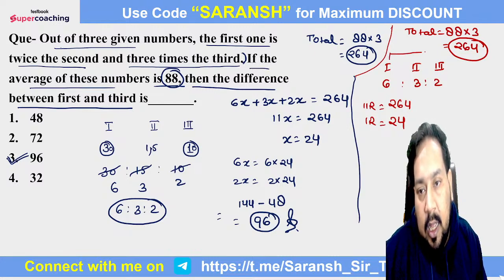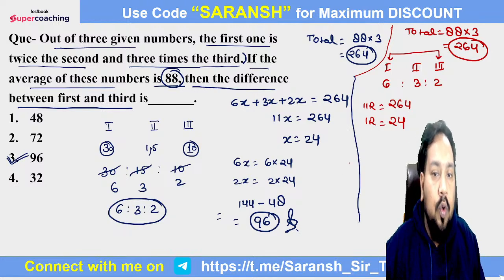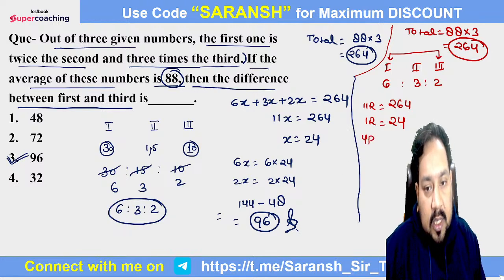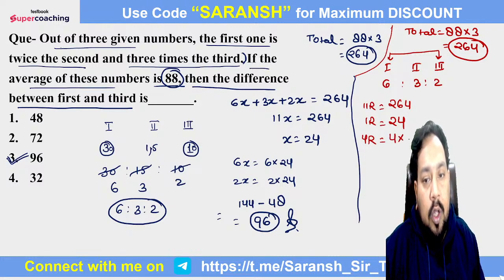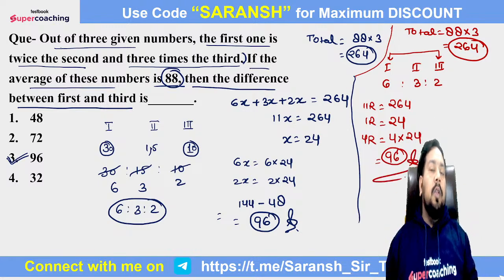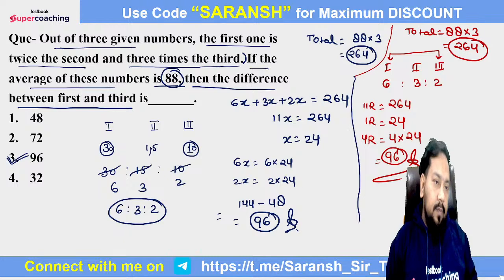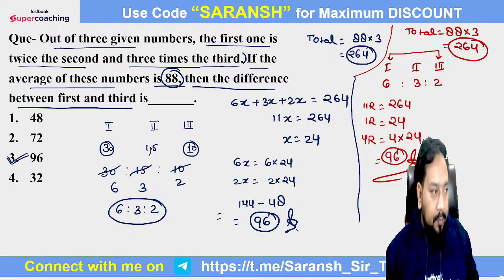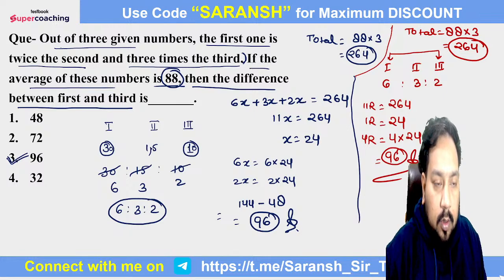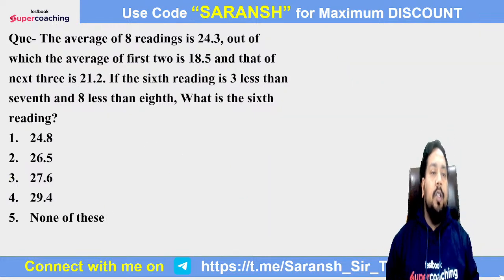We want the difference between the first and third number. Now just see how much ratio difference. Okay, 6 minus 2, 4 ratio. Now just calculate the value of 4 ratio. 4 into 24, answer will be what? 96. You can solve like this also. Okay. Now check out the next question.